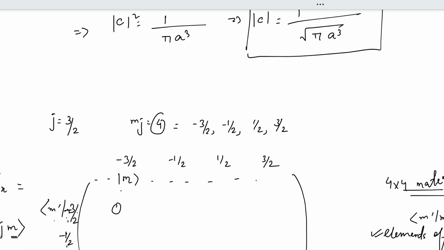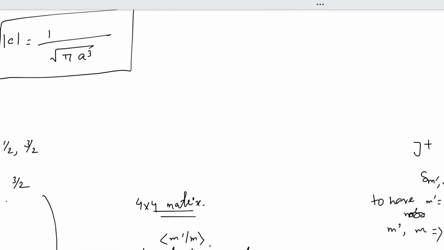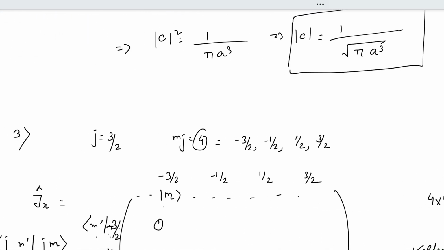Now mapping it out: when m prime equals m, the first term is 0. Now m prime is minus 3 by 2 and m is minus half. Whatever combination is valid, you need to check from here. Minus 3 by 2 and minus half is this one. Here j minus will be acting, because m prime is minus 3 by 2 and m is minus half. So this is non-zero. The matrix element is not j minus, but the operator that is effective here is j minus, so I am writing j minus in short. This is just for our understanding. This is not the actual matrix element, you have to remember.